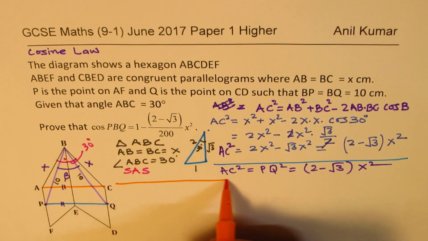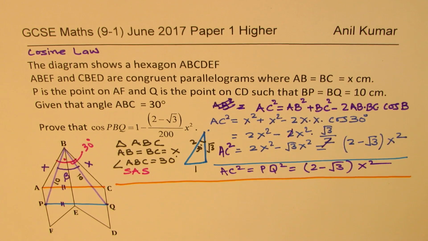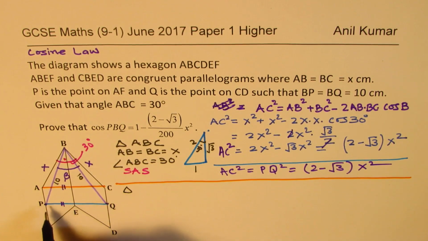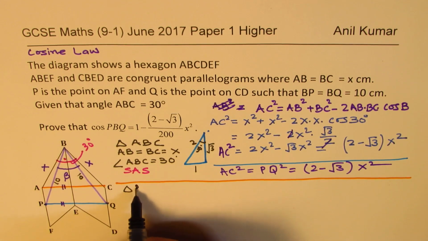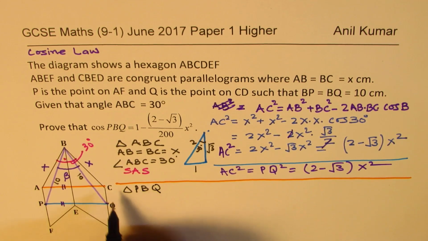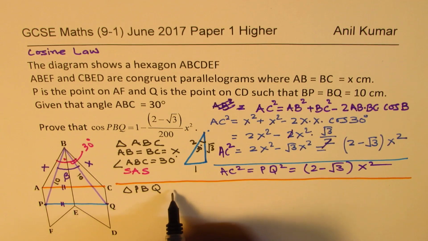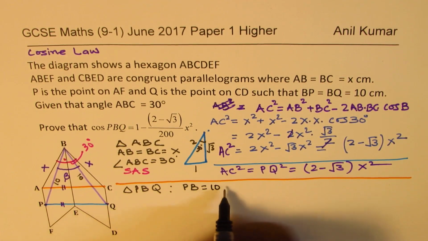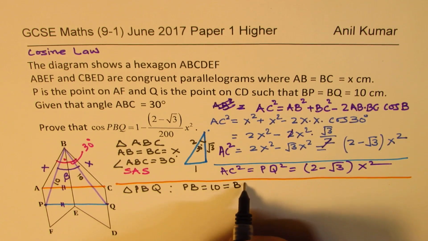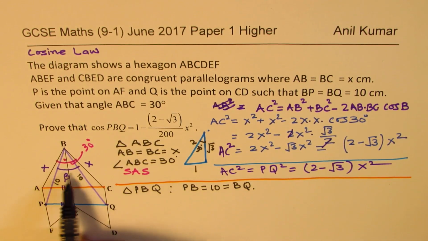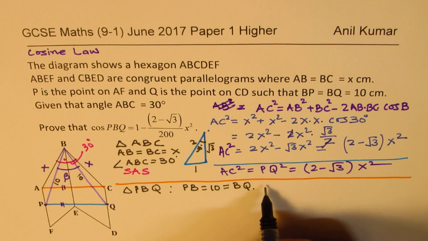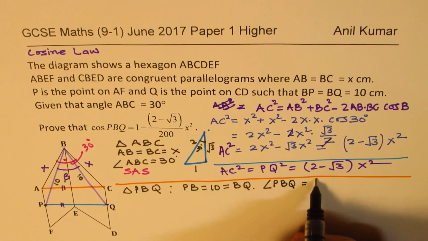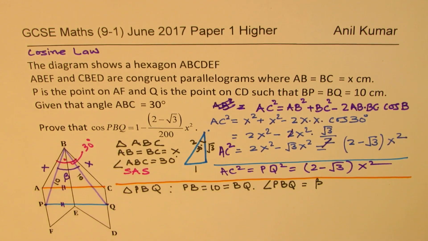Now let's look into the triangle. Okay, let me make some room clear. So now we'll look into the triangle PBQ. Now in this triangle, what are we given? We are given that PB is equal to 10 units, which is same as BQ, and we need to relate the angle beta. So angle PBQ, I will write this as beta. Okay, so we'll work with this beta.